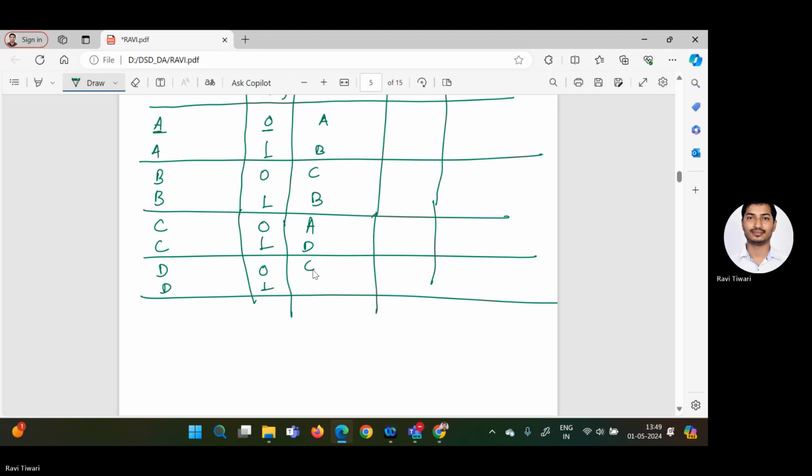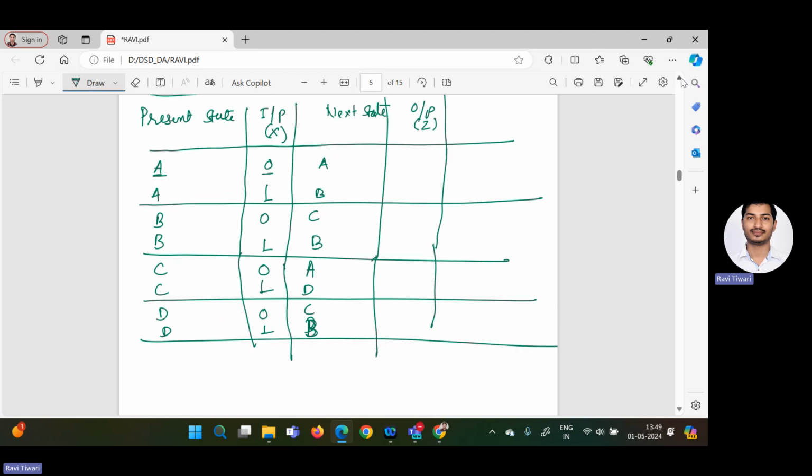So now we have written all the state. As you know, in a digital system we cannot represent anything by using alphabets. So here we will use binary numbers to represent every state. As you can see, we have only 4 states, and 4 states can be represented with the help of only 2 bits.